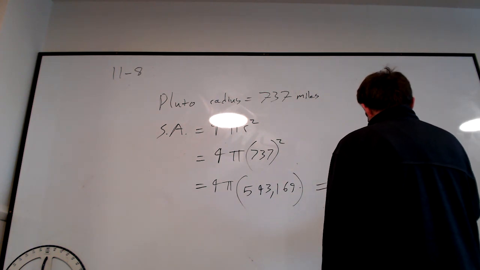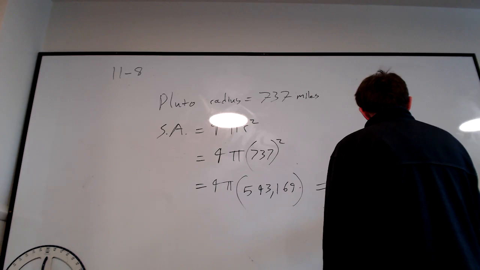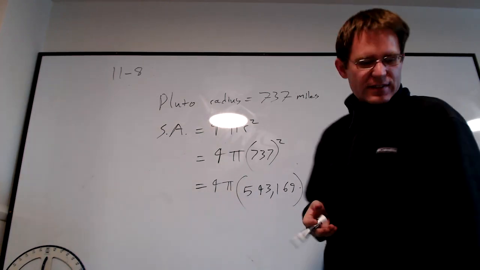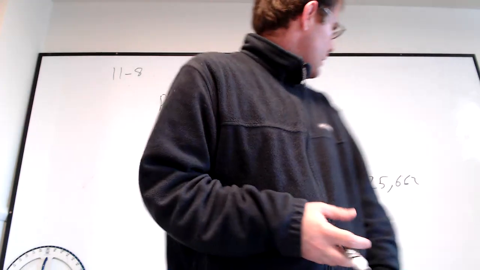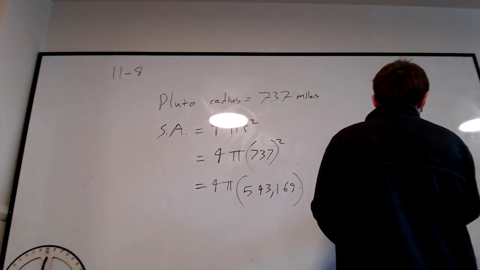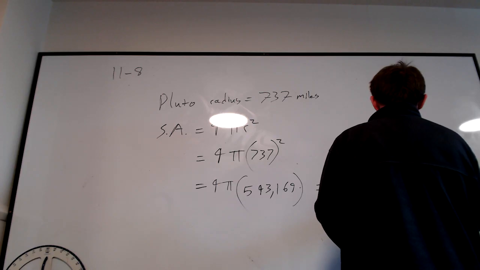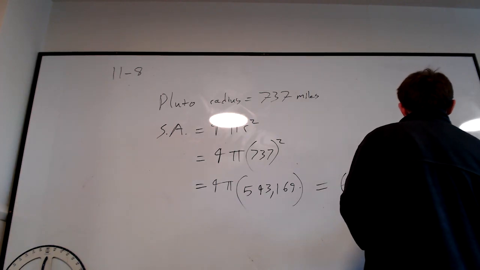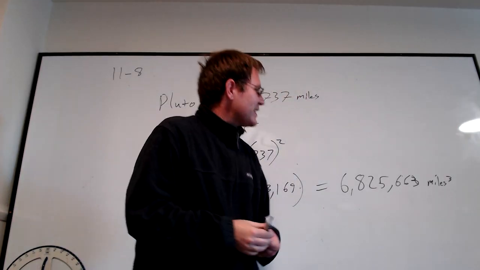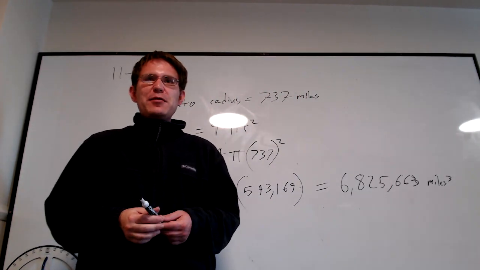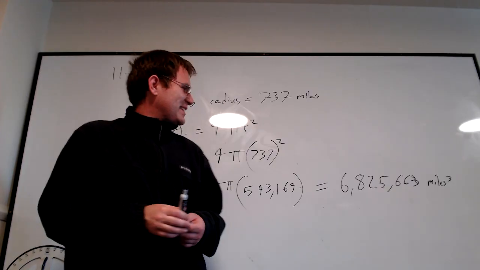$6,825,662. And what would be the units? 0.96. Miles cubed. So I'm going to round this up. So yes, miles cubed. Our sugar cubes in this case are 1 mile by 1 mile by 1 mile. So they're pretty big sugar cubes.